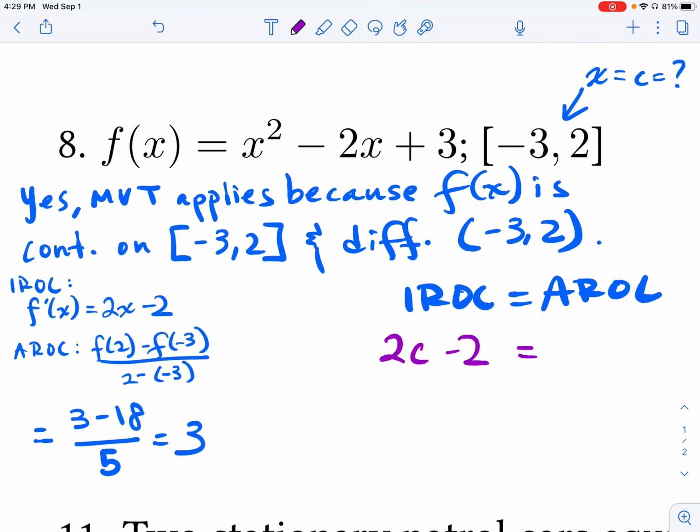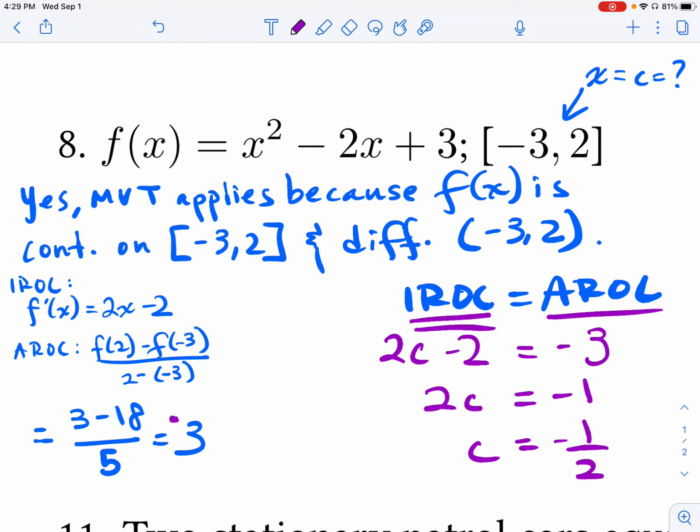And let's write down our average rate of change, which we said was, this should have been -3, I apologize. Sorry about that. -15/5 should be -3. So now let's finish solving for C, and that's going to be -1, and then C is equal to -1/2. So this is the x value in this interval between -3 and 2, such that the slope of the tangent line is equal to the slope of our secant line, or where our instantaneous rate of change is equal to our average rate of change. Okay?